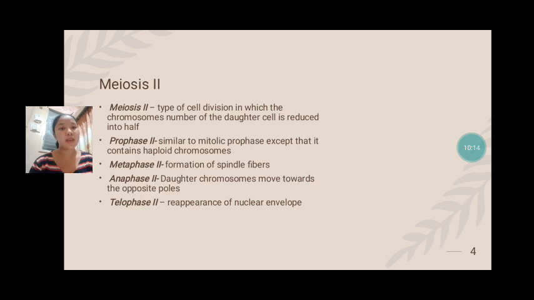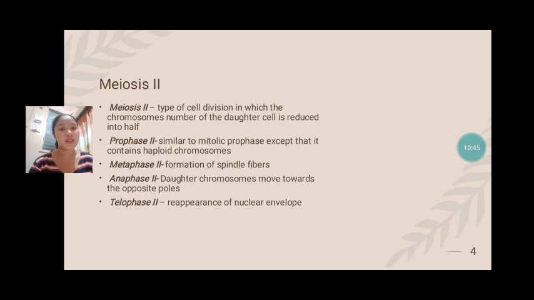And next is metaphase 2, the formation of spindle fibers. In metaphase 2, the chromosomes align at the equator of each cell. And next is anaphase 2. In anaphase 2, the daughter chromosomes move towards the opposite poles, meaning the sister chromatids are pulled apart.